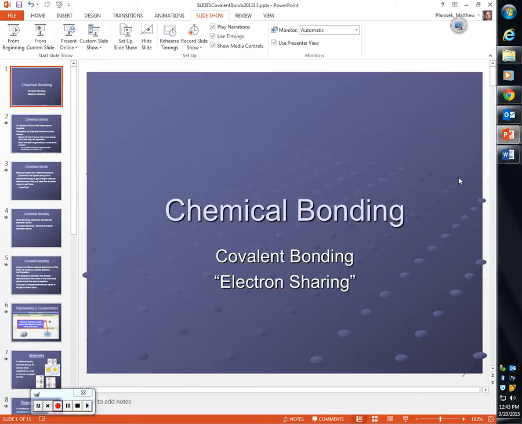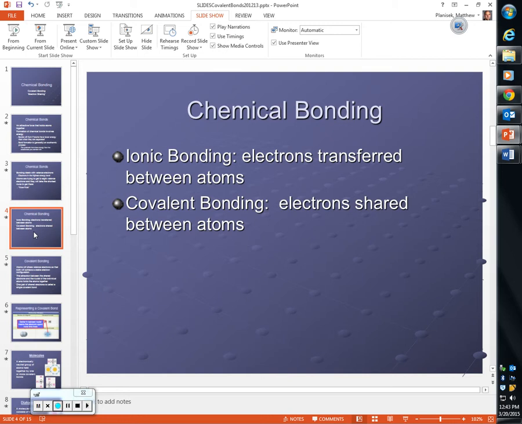So, last Thursday, we introduced the idea of covalent bonding. First, it is still chemical bonding, which means atoms bond with each other to do what, regardless of whether it's ionic or covalent? 8 valence electrons, because that is what? A low energy state or stable. Okay? However, the difference being how that occurs. Ionic bonding, we're transferring electrons from one atom to another. But covalent bonding, we're sharing electrons between atoms.